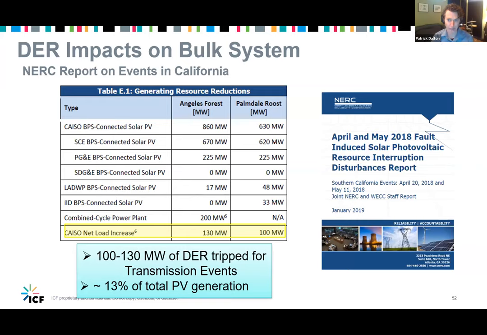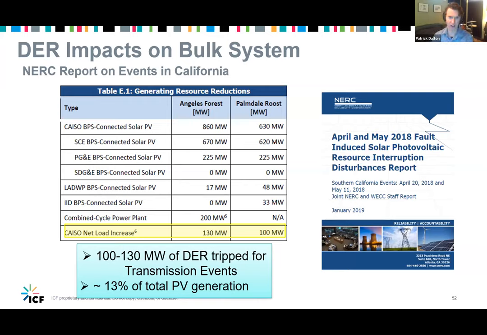This event in California in 2018, there are actually two events that NERC reported on in January 2019, is a great example of a measurable and meaningful impact that DER tripping is having on the system. This is in California ISO. There were two transmission events, a fault on the system, so a voltage disturbance, and a large amount of both bulk system and DER inverter-based generation tripping, along with a combined cycle power plant.